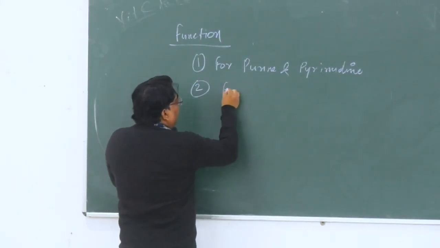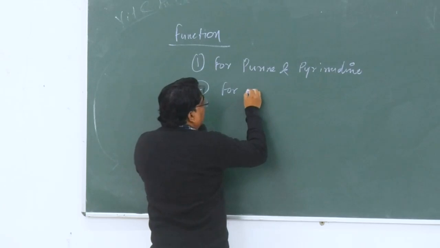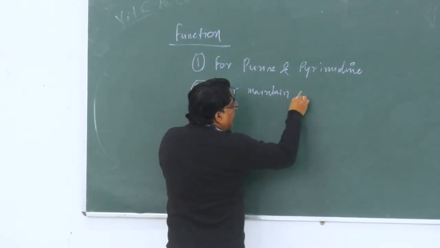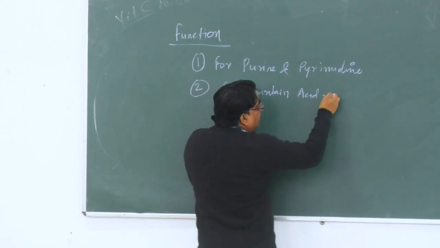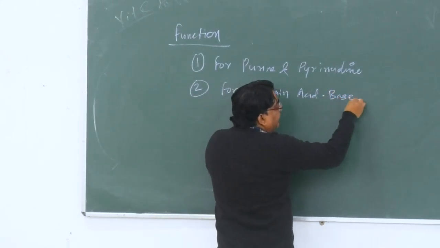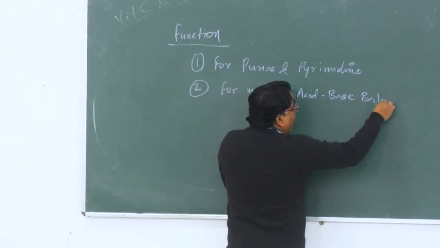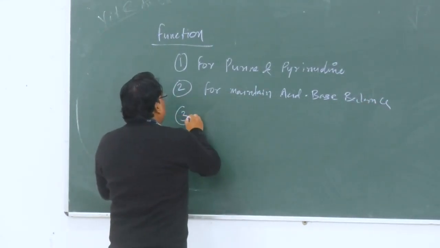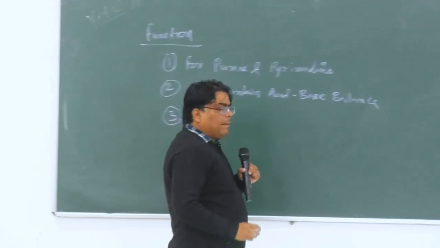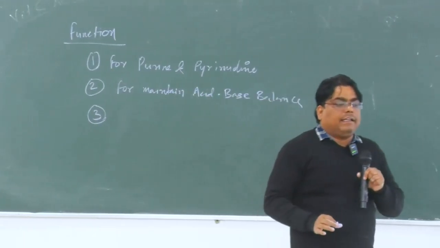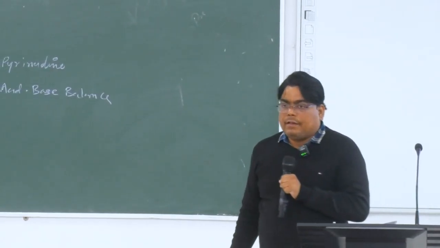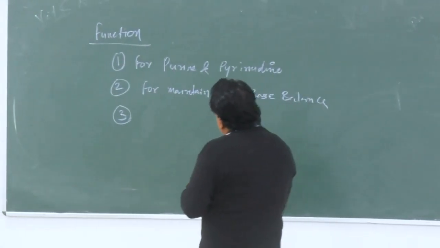Second one, to maintain acid base balance. Ammonia is acidic in nature.